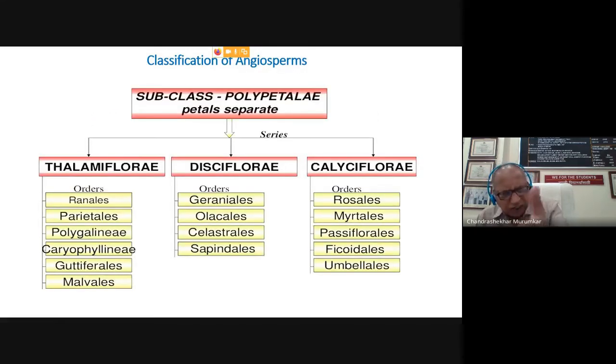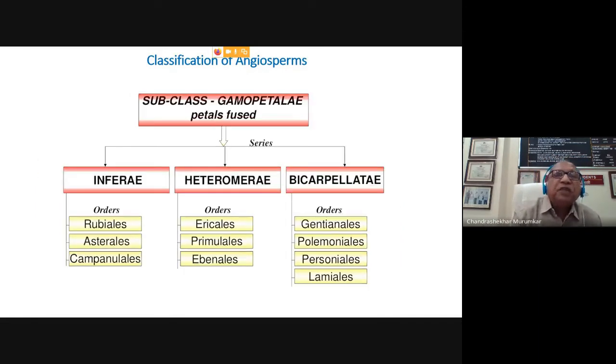Just to give a glimpse, in Polypetalae they had 3 series: Thalamiflorae, Disciflorae, and Calyciflorae. In Thalamiflorae, ovary superior, disc absent. In Disciflorae, ovary superior, disc present. And in Calyciflorae, the ovary is inferior. Similarly, the Gamopetalae were further classified into Inferae, Heteromerae, and Bicarpellatae series. In Inferae, the ovary was inferior. In Heteromerae, the ovary was superior but with many carpels. And in Bicarpellatae, the ovary was bicarpellary and superior.